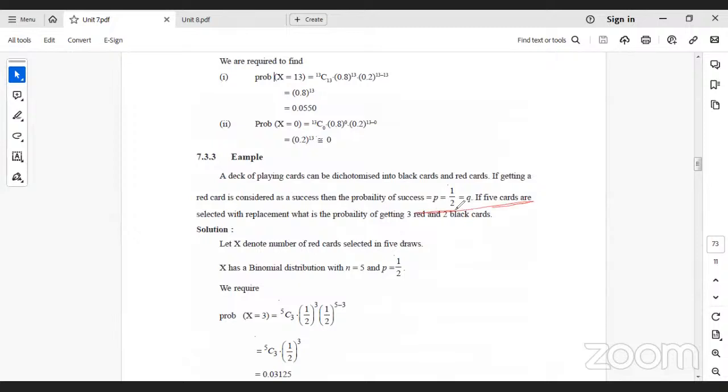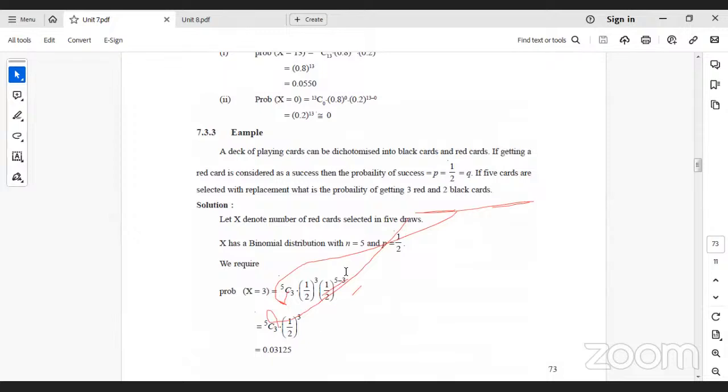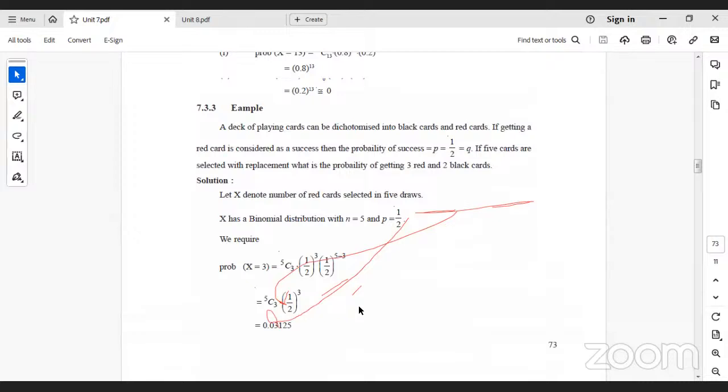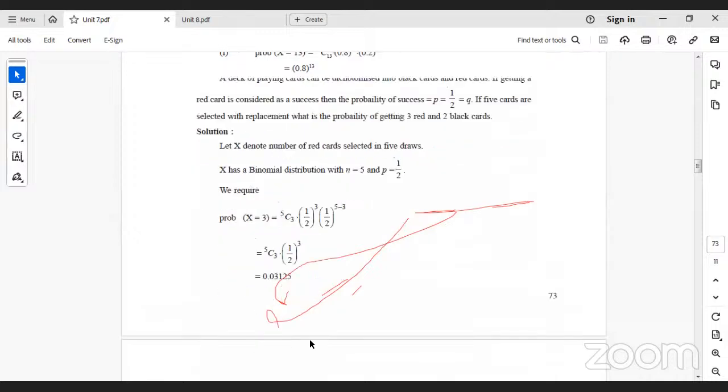So we are taking 5 cards with replacement, and the probability of 3 red and 2 black cards is 5C3 times 1 by 2 to the power 3 times 1 by 2 to the power 5 minus 3. Therefore it is 5C3 times 1 by 2 whole cube times 1 by 2 whole square. Here 5C3 is 5 factorial by 3 factorial into 5 minus 3 factorial. By simplification we can get the answer.